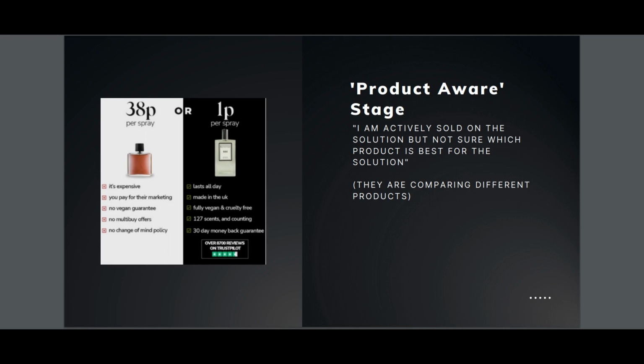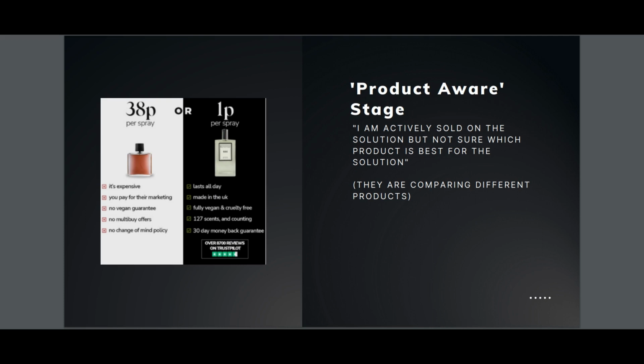You can see here 38p per spray, 1p per spray. Very, very clear. They're on the right of the tick, on the left isn't, and it just compares the 2 products together. Also, it adds the main USPs here. For example, a 30-day money-back guarantee. Very, very rare for a brand to actually involve that in any type of product. So great USP there. And you've also got the fact that it lasts all day. That's probably their main selling point.